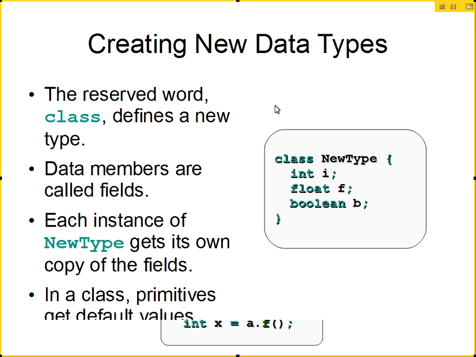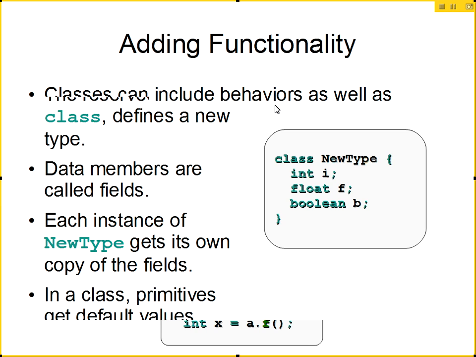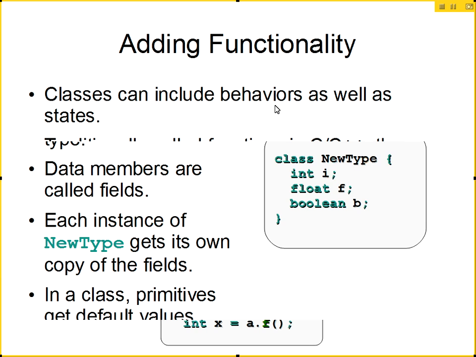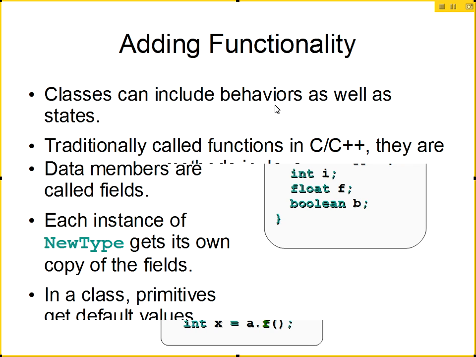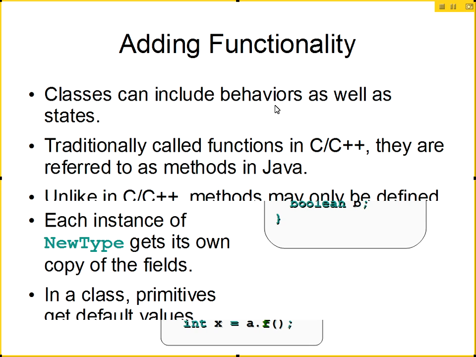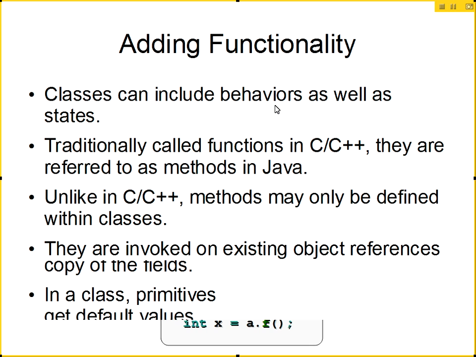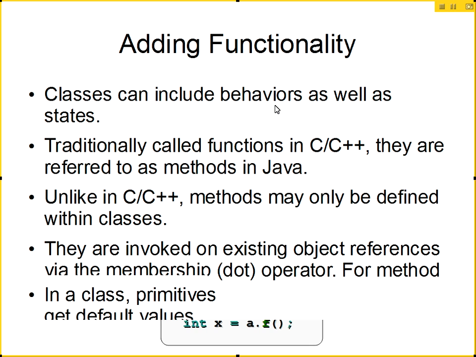Here we go. We can add functionality. We have our classes we can add behaviors to through methods. Again, we traditionally call them functions in C and C++. We would call them methods in Java. Unlike C and C++, you can only define methods inside of a class definition. In C and C++, you could define methods outside of the class definitions and have utility methods you could use anywhere. You can't do that in Java. We've got similar techniques to achieve the same thing, but you have to put all the methods inside of a class definition.